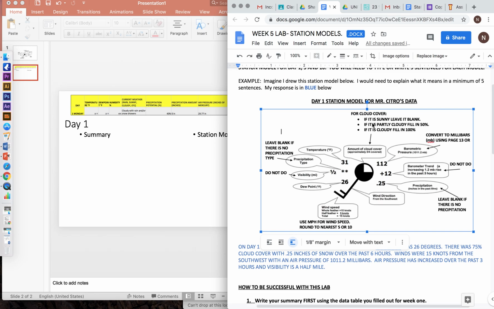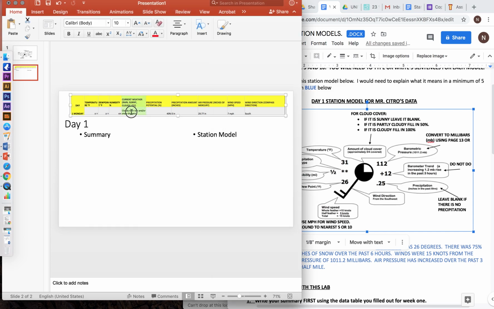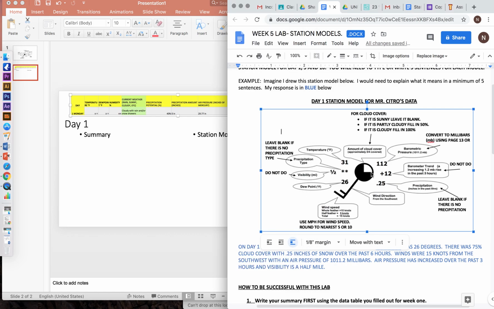And for cloud cover, since we didn't do it by percent, I want you to do your best. If it was sunny, leave it blank. We'll assume that it was no cloud cover. If it's partly cloudy, fill it in 50%. And if it's completely cloudy, meaning that you typed in cloudy, like this student did, I want them to fill it in 100%. Okay? All of that information is right here.